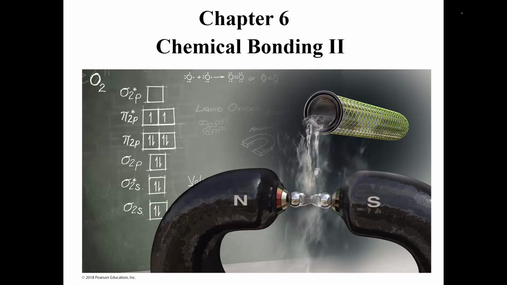Okay, so Chapter 6 expands on what we learned in Chapter 1. Chapter 1 provided us with a tool called Lewis structures to predict the molecular geometry and the structure of covalent compounds, okay? But there are some serious shortcomings when it comes to Lewis structures, and it doesn't explain everything.